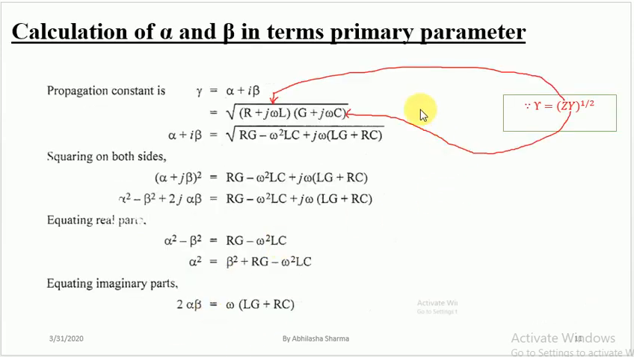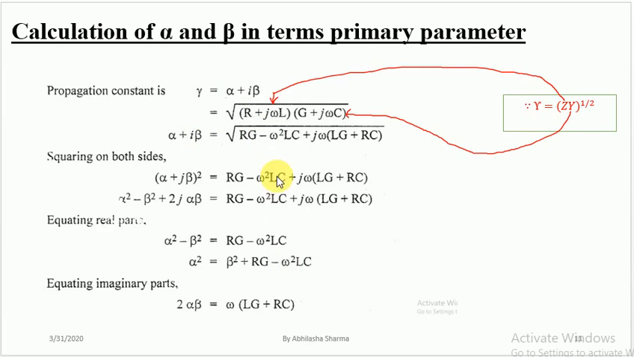Yes, so the next calculation is for alpha and beta in terms of the primary parameters. Since we know that gamma equals alpha plus j beta, and we also know gamma is equivalent to Z into Y, the whole power of 1 by 2. Z is R plus j omega L, and Y is replaced by G plus j omega C, as we have already seen in the previous slide. So gamma is alpha plus j beta. You just put this value.